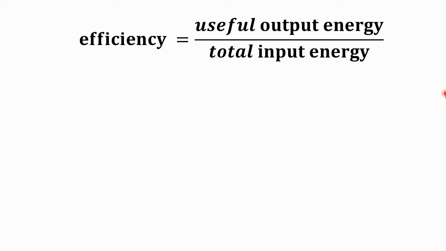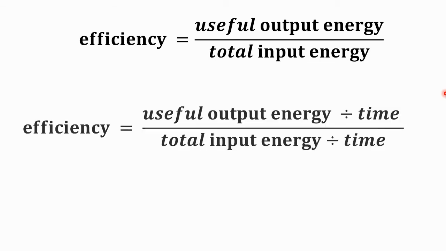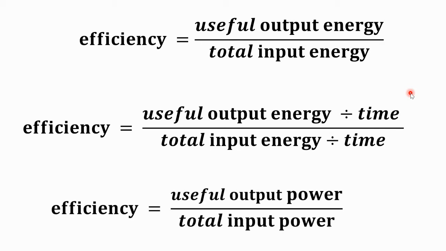Now, sometimes you see it in a slightly different form. So we know that if you take energy and you divide it by time, what do you get? You get power. So you can divide both useful energy by time to get the useful power. You can also divide the total input energy by time and you get the total power, right? We've done the same thing to the top and bottom of a fraction, so it's exactly the same. You know this from maths, which means you can also write efficiency as useful output power over total input power.